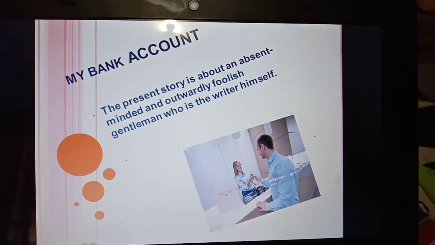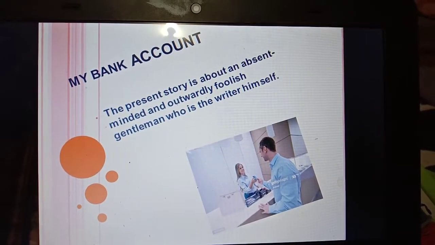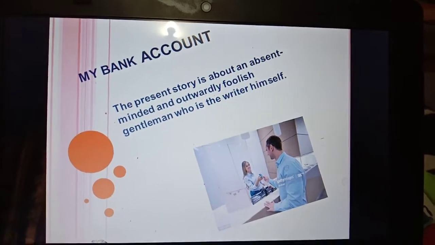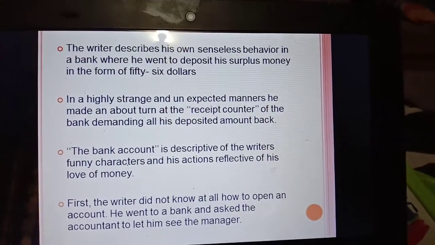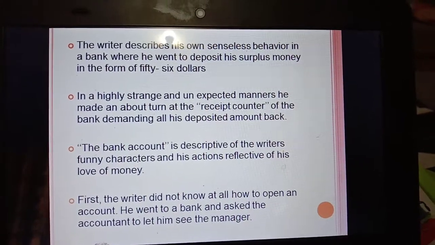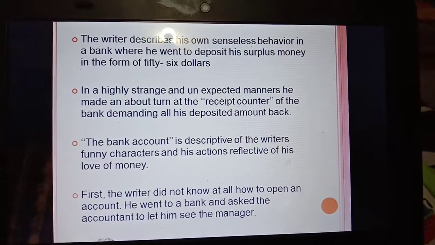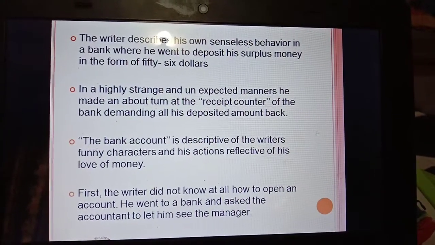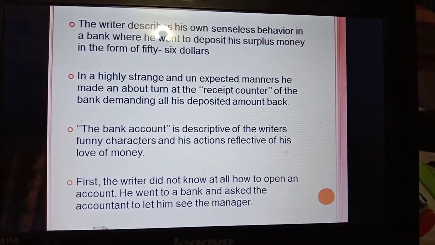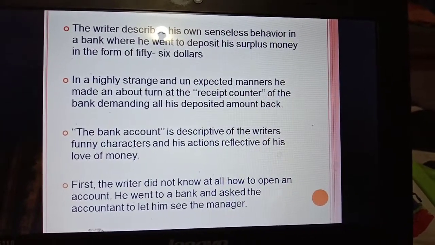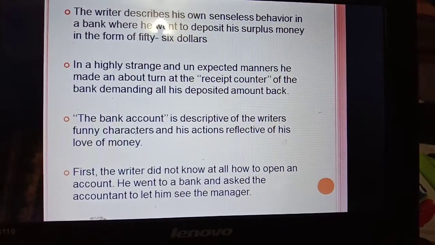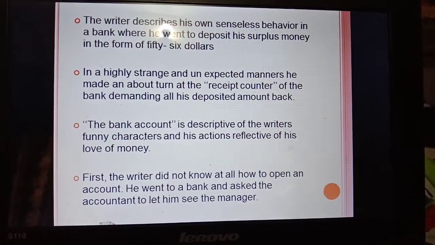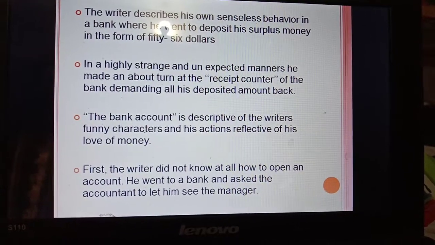So the present story is about an absent-minded and outwardly foolish gentleman who is the writer himself. Actually, in this lesson, the writer himself describes his own senseless behavior in a bank where he went to deposit his surplus money in the form of $56. In highly strange and unexpected manners, he made an about turn at the receipt counter of the bank demanding all his deposited amount back.